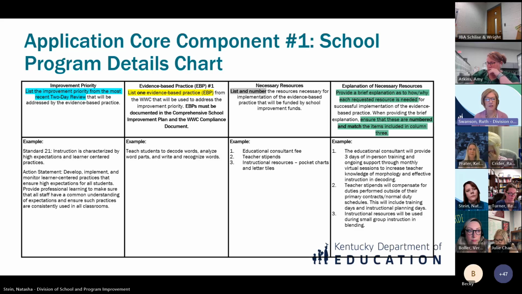So this really lays out how all of this fits together. Here's the need that was found. Here's an evidence-based practice that has been shown effective. Here's what we need in order to implement that, and this is why or how it's going to be implemented. So I'll pause there to see if there are any questions before we move on.